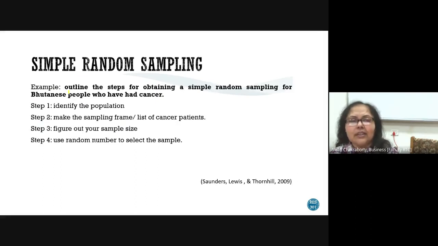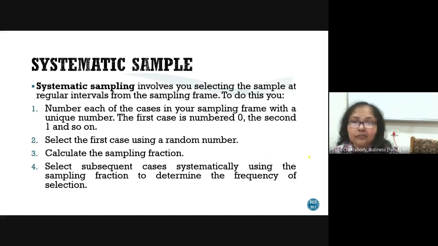Right. So this is an example. Outline the steps of obtaining a simple random sample for Bhutanese people who have had cancer. So what would you do? You identify the population, make the sampling frame or list of cancer patients, figure out your sample size, and then use random numbers to select the sample. So this is an example.